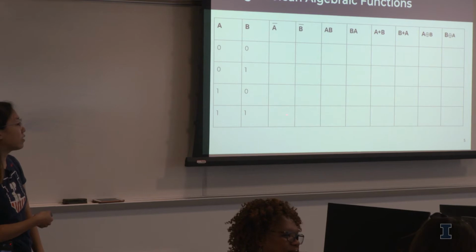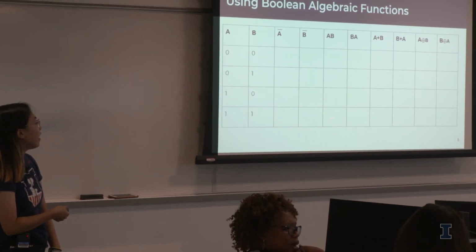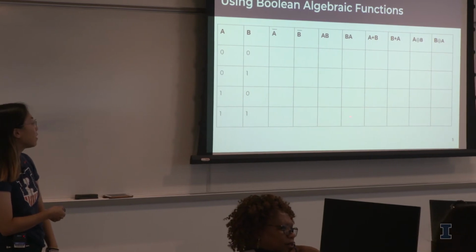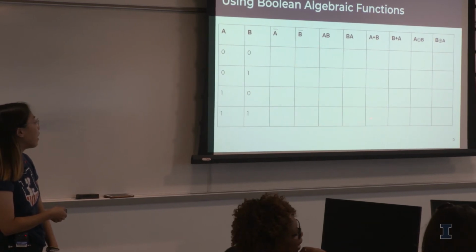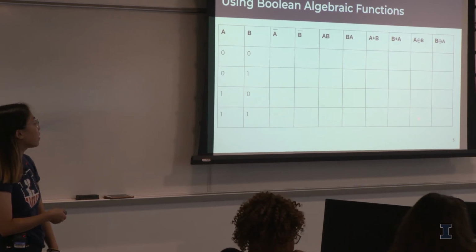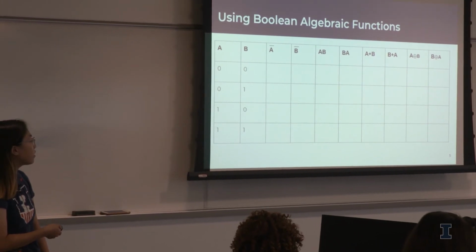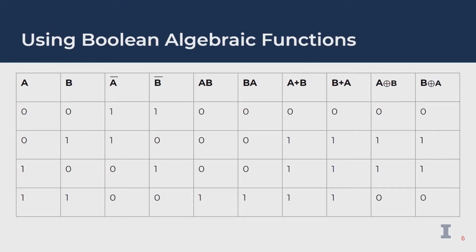And then the last one. Not A, 0. Not B, 0. A and B, 1. B and A, 1. A or B, 1. B or A, 1. And then the last two, A XOR B, 0. B XOR A, 0. I'm sorry, what were the last two? The XORs, 0 and 0. All right.